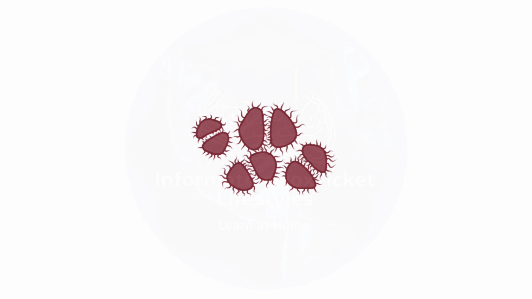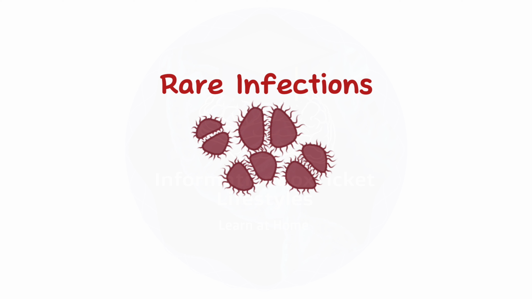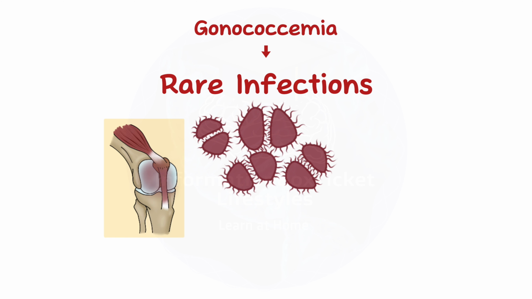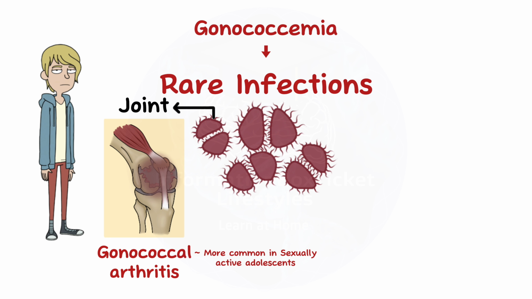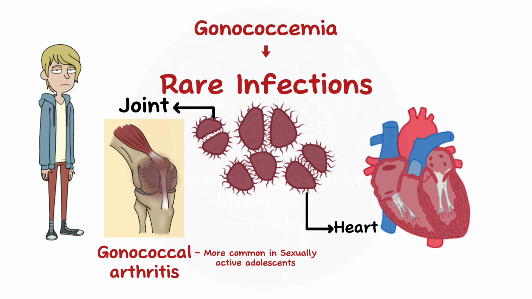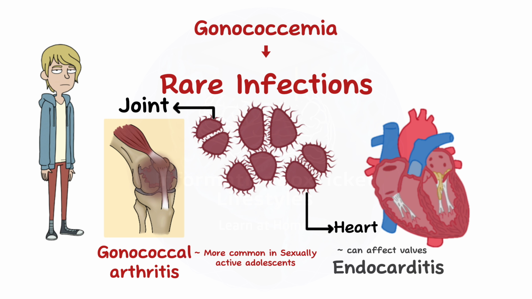Gonorrhoeae can also lead to some rare but serious infections, often as a result of gonococcemia. When the infection reaches the joints, it can cause gonococcal arthritis, which is more commonly seen in sexually active adolescents. If it spreads to the heart, it can affect the heart valves, resulting in endocarditis.